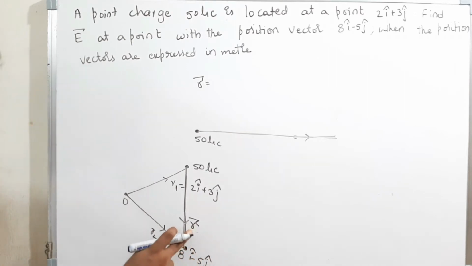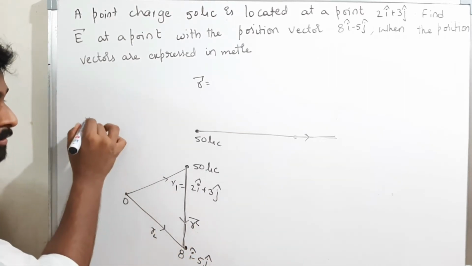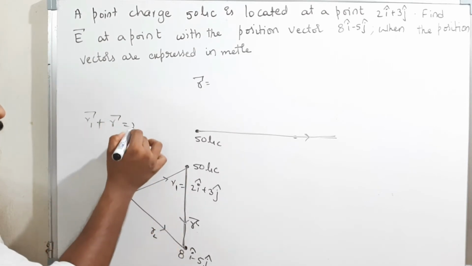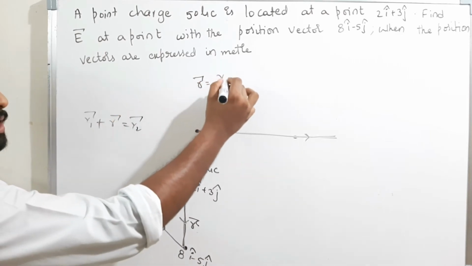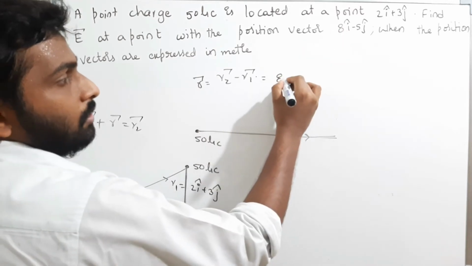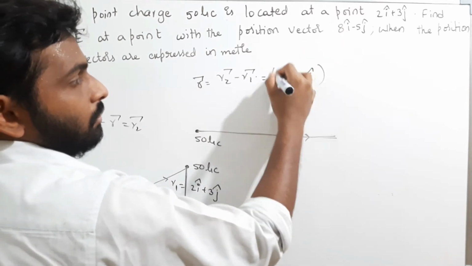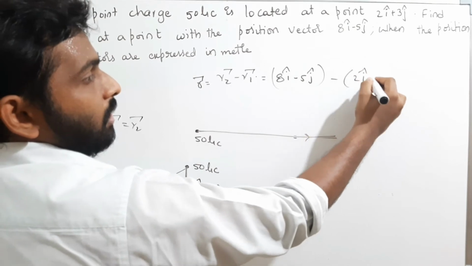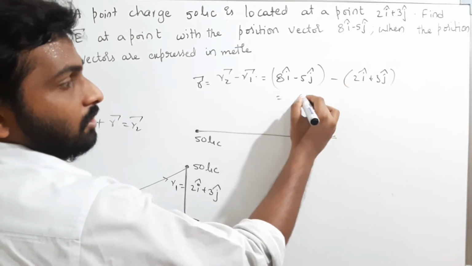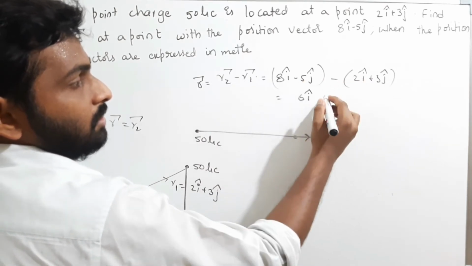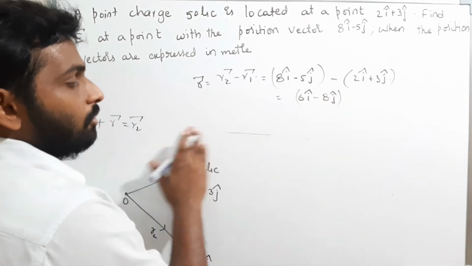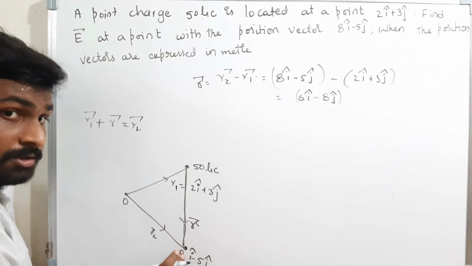Now what is R bar? Use the triangle law. R1 bar plus R bar must be equal to R2 bar. Therefore R bar is nothing but R2 bar minus R1 bar. Now use it. R2 is 8i cap minus 5j cap minus of 2i cap plus 3j cap. Now what is R bar? 8i minus 2 is 6i cap, minus 5 minus 3 is minus 8j cap. Now I got the R bar. Well and good. Now they told us to find the electric field at this point because of this charge.